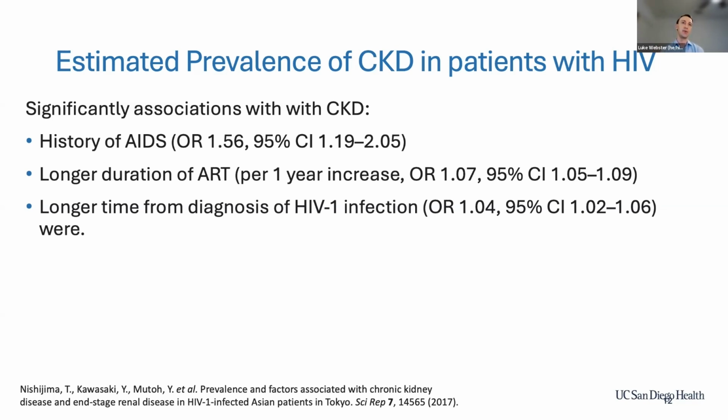History of AIDS had a high odds ratio at about 1.5. A longer duration of antiretroviral therapy actually had an increased risk at about 1.07, very slight, and then a longer time from diagnosis of HIV infection. So I think some of the factors are that the longer patients have lived with HIV, the longer they've perhaps been exposed to some of these therapies, and that is driving some of this risk.